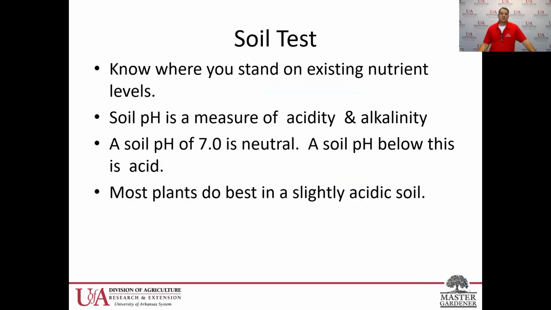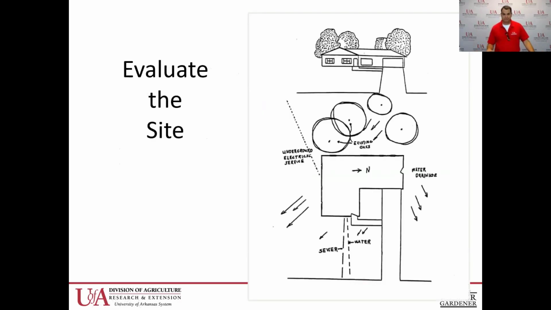Okay, it's very important to know where you stand at the beginning. The reason for that is the soil test. You want to know where your existing nutrient levels are. The soil pH measures the acidity and the alkalinity. The reason for this is that we have plants that love to be in a more acidic soil, such as azaleas, camellias, or blueberries, and then we have certain ones that like a more alkaline soil. A soil pH of 7.0 is neutral. A soil pH below this is acidic. Most plants do best in a slightly acidic soil.